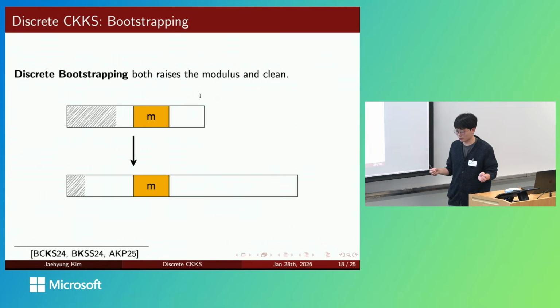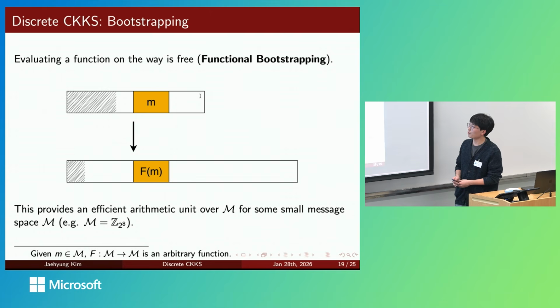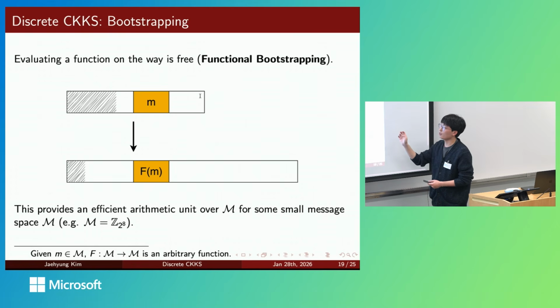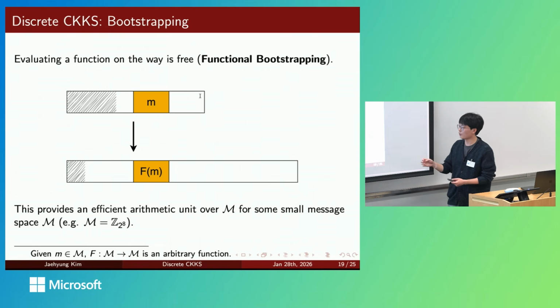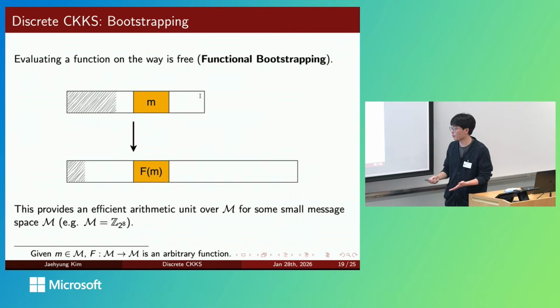what is called Hermite interpolation, which is a kind of cleaning interpolation version of the usual Lagrange interpolation. But I would not go deep into the details. And one interesting property of this new discrete bootstrapping is that we can evaluate a function on the way for free. So let's say our message space is M. Then we can compute an arbitrary function from M to M on the way of evaluating a discrete bootstrapping.